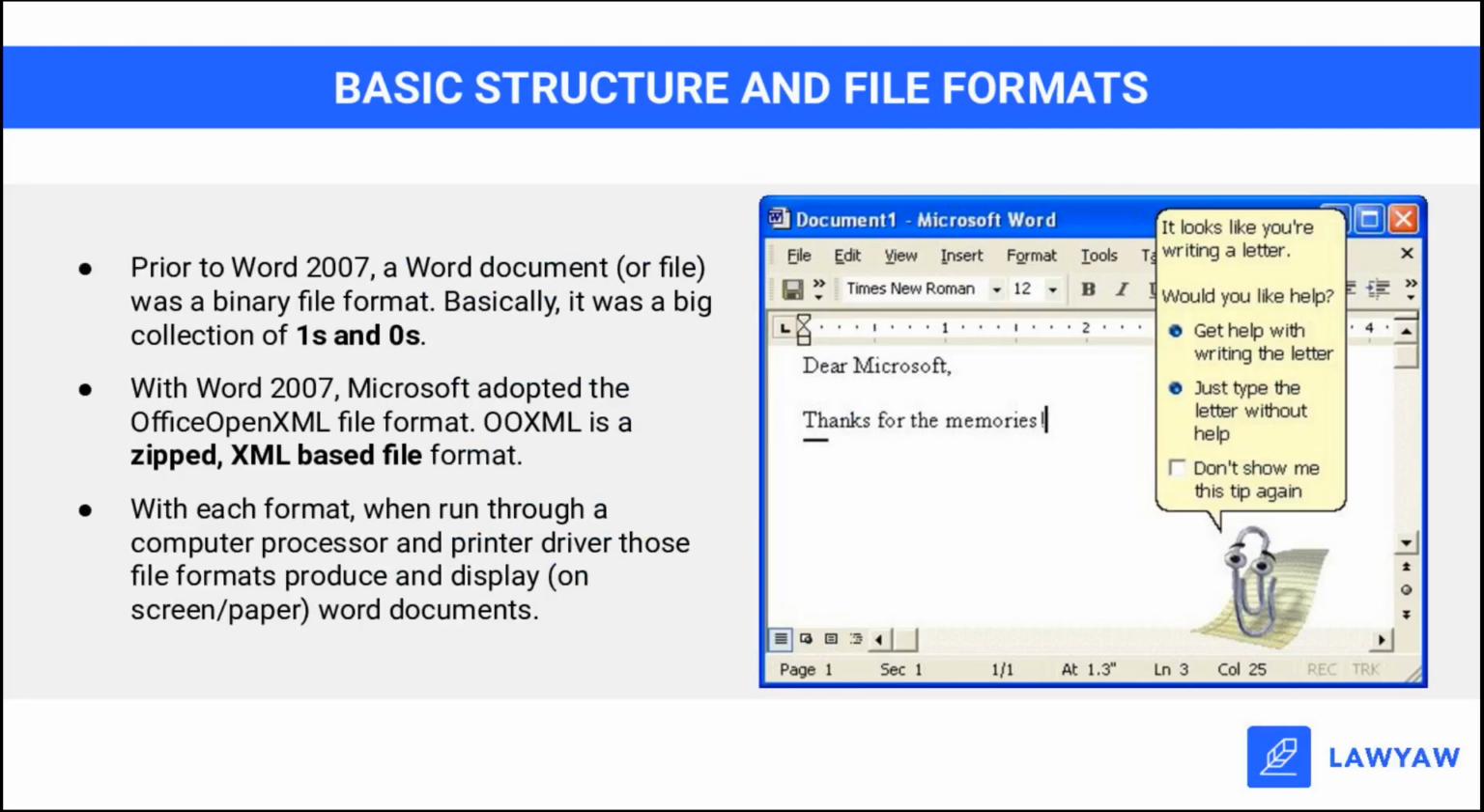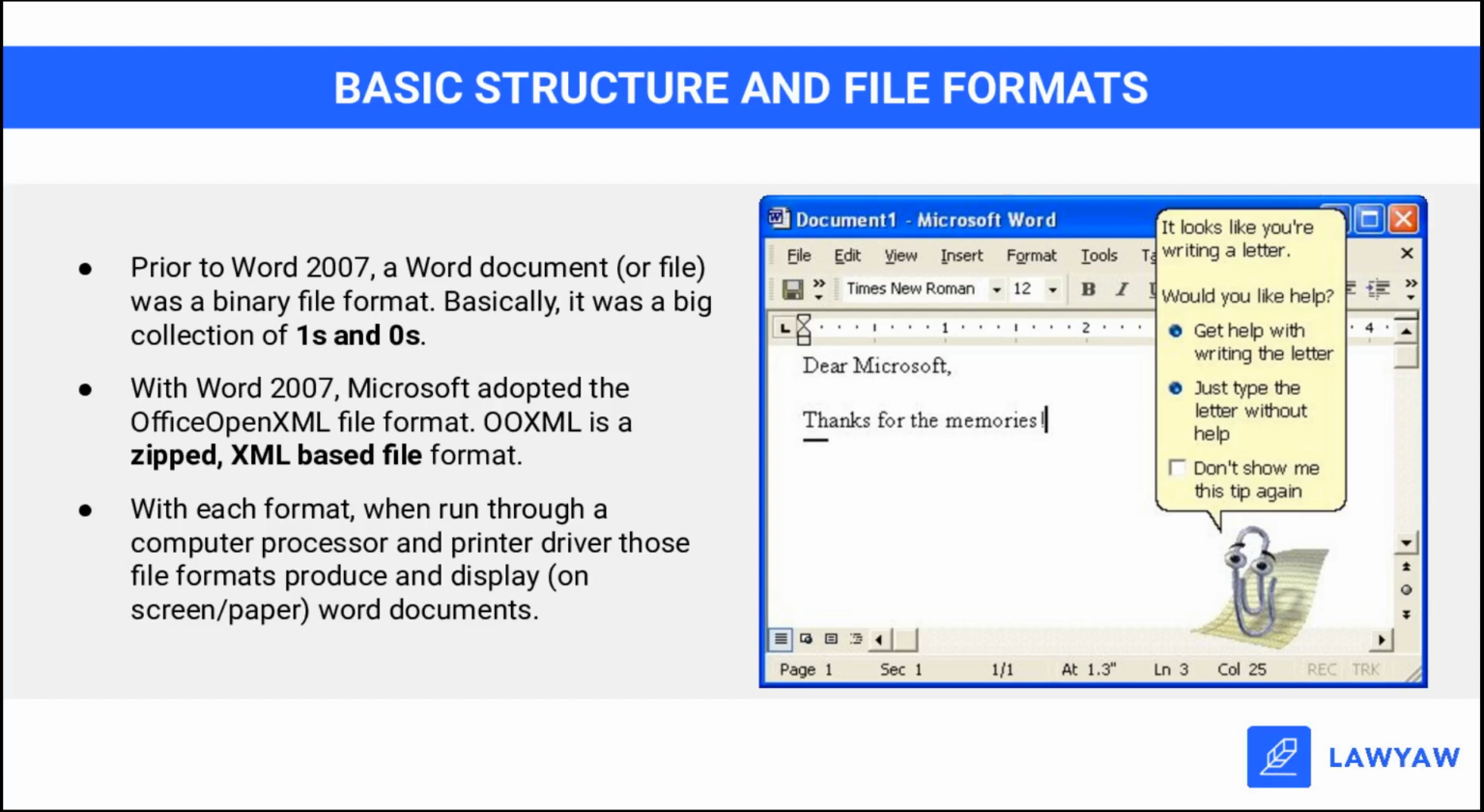And as a word processor, that means there's an awful lot of things that go on under the hood in Microsoft Word. Prior to Word 2007, if you've been around for a while, you might be familiar with Word 97, Word 2000, Word 2003. But prior to 2007, a Word document or file was a binary file format, which basically was just a big collection of ones and zeros.